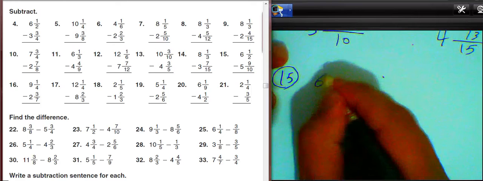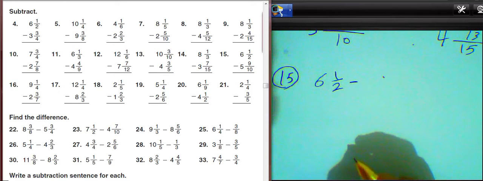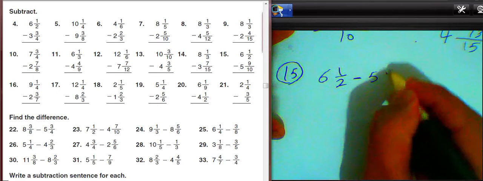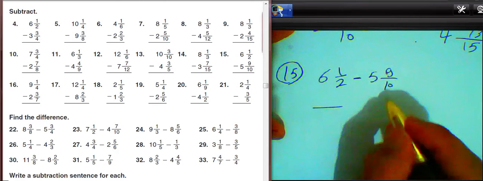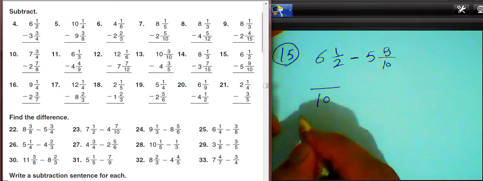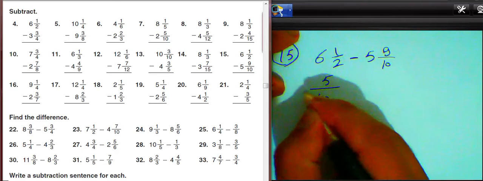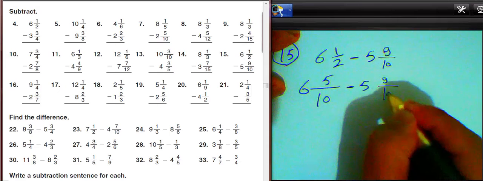6 and something. Subtract 5 and 9 over 10. We know 10 can divide by 2. You must write 10 here. 2 times 5 equals 10. 1 times 5 equals 5. Write 6 here. Subtract 5 and 9 over 10.